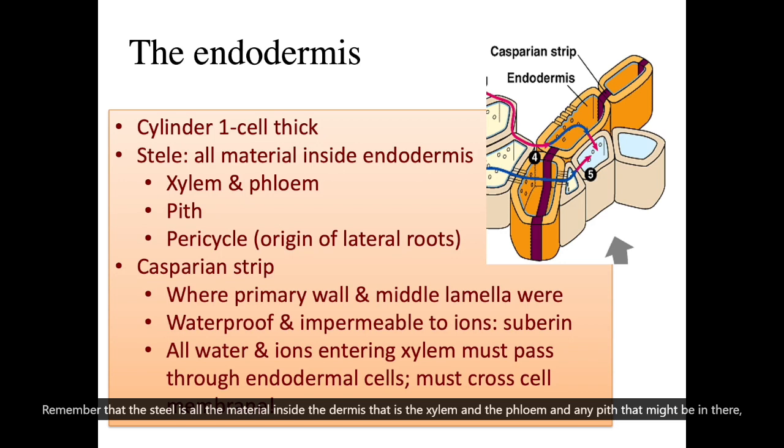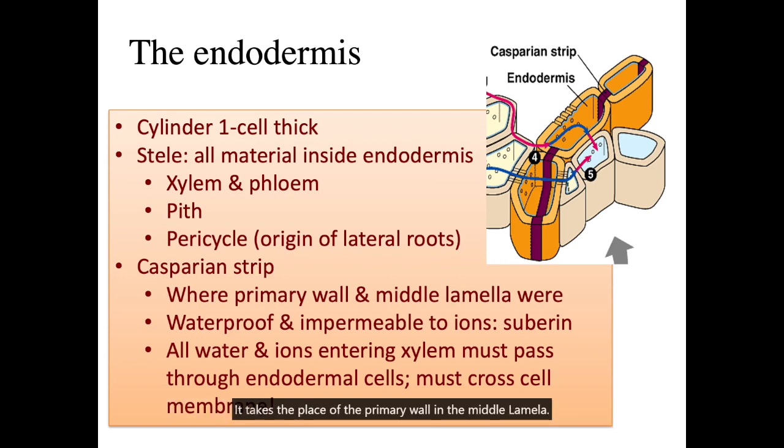Remember that the stele is all the material inside the endodermis. That is the xylem and the phloem, and any pith that might be in there, any ground tissue that might be in there. And it includes the pericycle just inside, and that is the origin of lateral roots. The Casparian strip is a strip of waxy material that's in the primary wall and the middle lamella. It takes the place of the primary wall and the middle lamella. It's waterproof. It's impermeable to ions. It's made up of suberin, a wax. All the ions and all the water entering the xylem must pass through the endodermal cells. That is to say, they must cross a membrane.